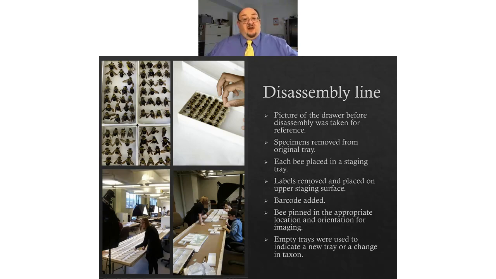And we used empty trays to indicate when we were switching to a new tray or if there was a change in taxon, because one of the things that we changed in this version was that, rather than manually having to add the names along with the barcodes, we created virtual barcodes ahead of time assigned to all of the taxa that we were going to cover. And so as new taxa came through, Hannah would use a barcode reader to set the taxon name at the time that she took the image.